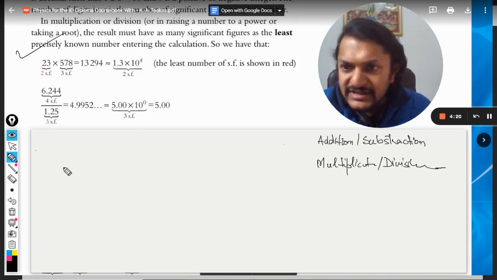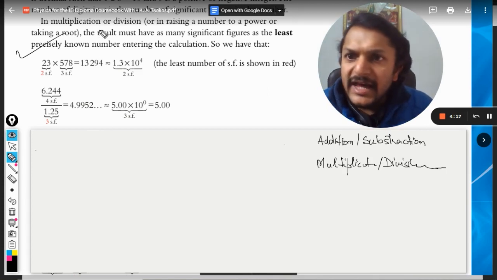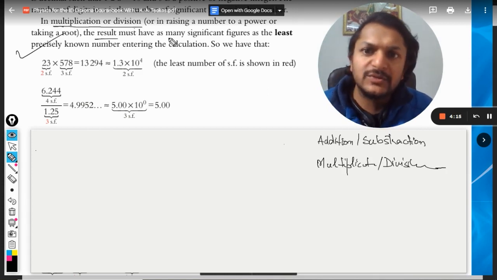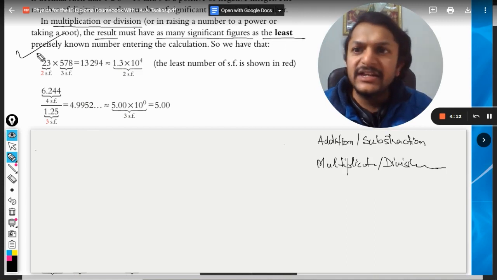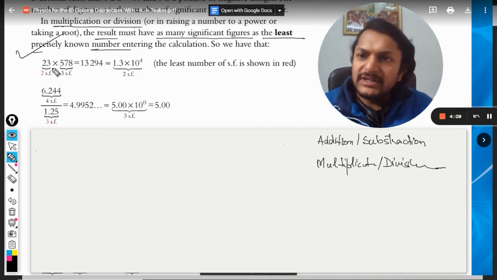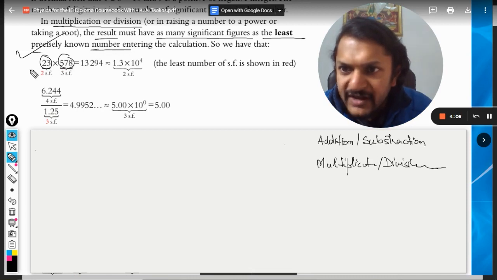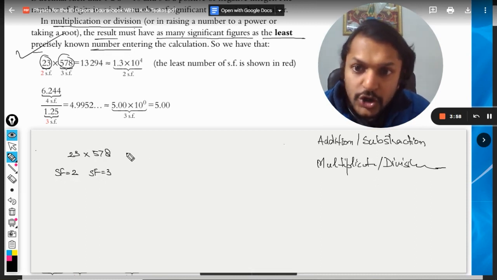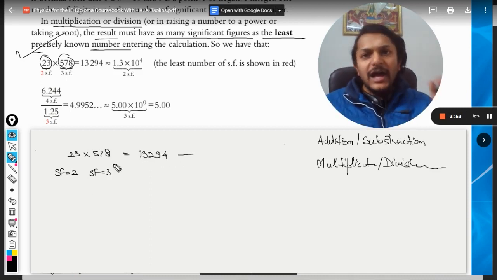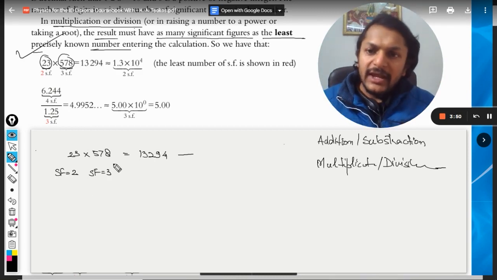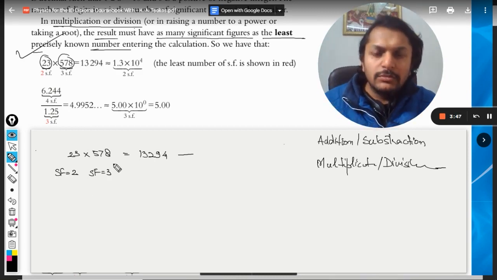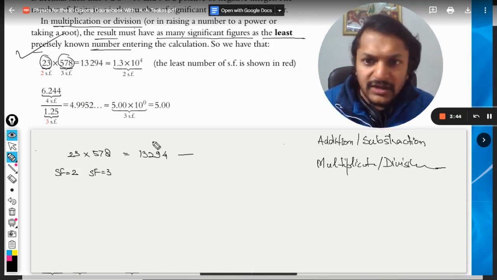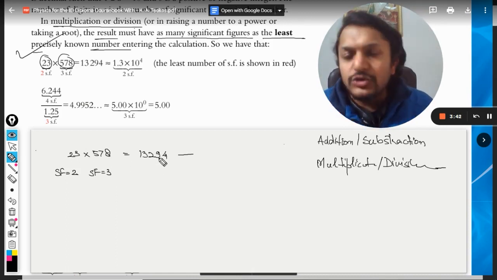So what is happening now? Let us see. There is a very simple rule here: in multiplication or division, the result must have as many significant figures as the least precisely known number. So it means, let us say we are multiplying 23 with 578. We know that the number of significant figures here is 3, and here the number of significant figures is 2. So my answer, whatever it is, which is coming out to be 13294, I have to give the answer in a perfect manner. So what I will do is report the answer in only two significant figures.